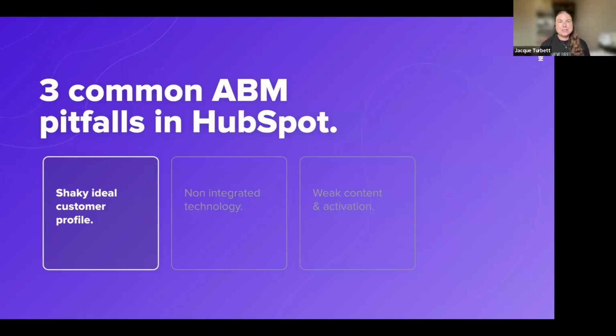So we'll start with the Shaky Ideal Customer Profile. There's a progression here, right? You either have no idea who your ICP is and you're just marketing to everybody and selling to everybody, or you've done the work. You've sat in a room, gotten together, figured out who your ICP is, but you wrote it down in somebody's notebook and it's sitting in their desk, and you're not doing anything with it. Or you've actually put it into play inside of your HubSpot portal.